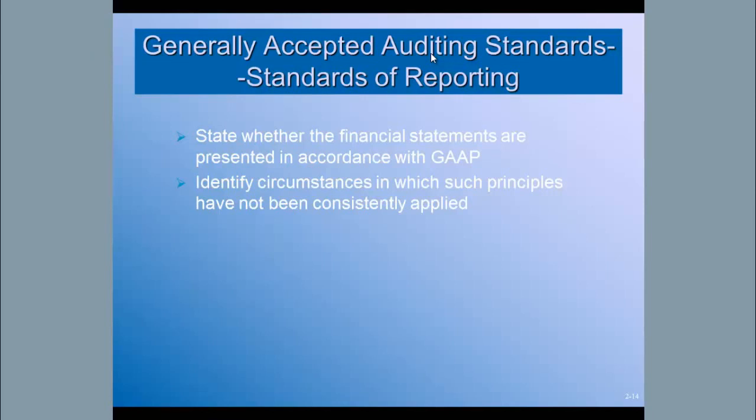Are they writing off fixed assets completely differently? I mean, are they valuing inventories the same way? Are they handling the accounts receivable reserves the same way? Last year were they very aggressive, this year they're very conservative? So are they applying the principles on a consistent basis?